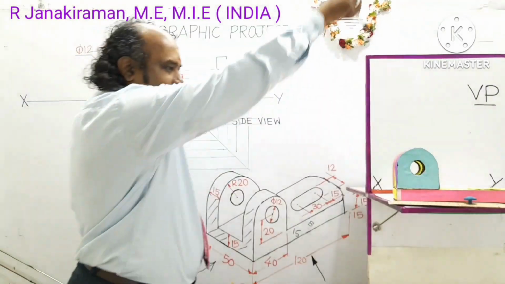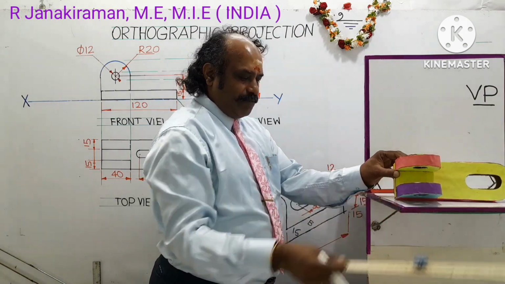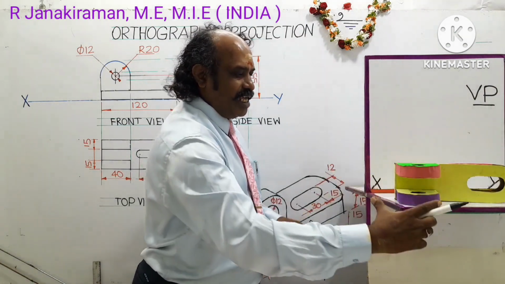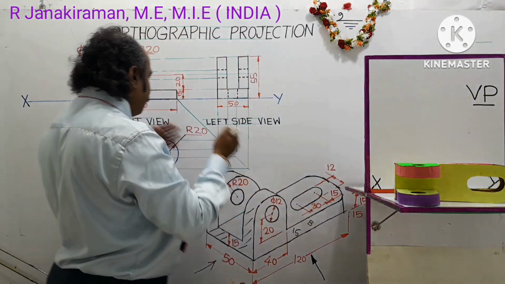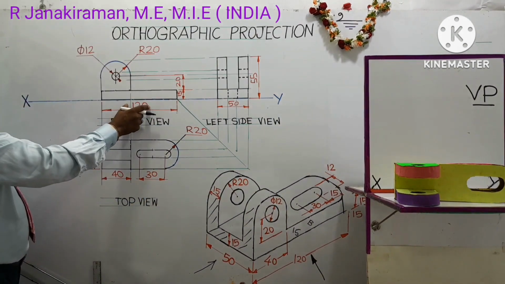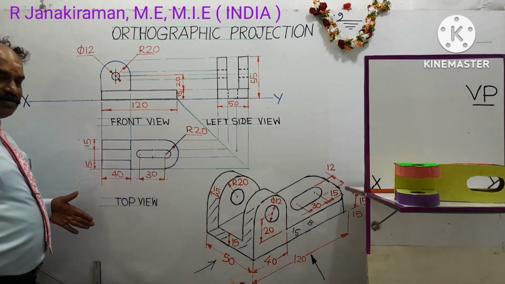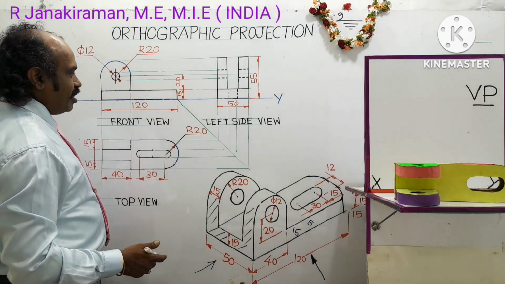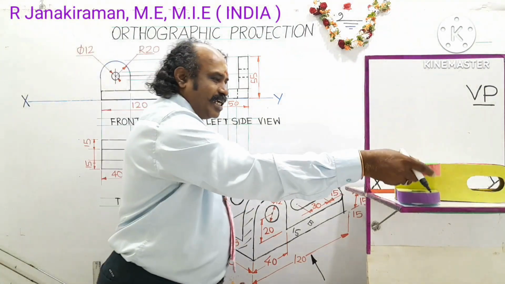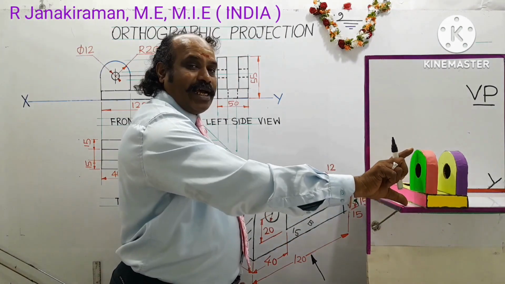In the top view, looking from the top, the observer can see the breadth of the object, and you can see the length of the object, the same as the front view length. You need not repeat the dimension. Here 120 is written; in the top view, the same length is followed. In the left side view, the observer can see the breadth of the object and the height of the object.